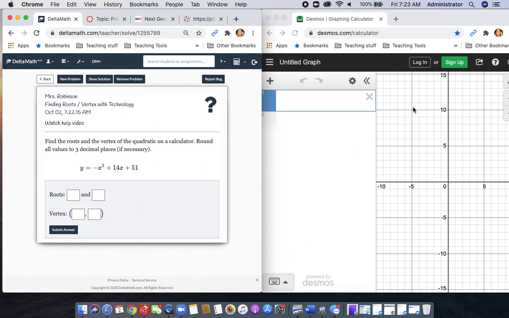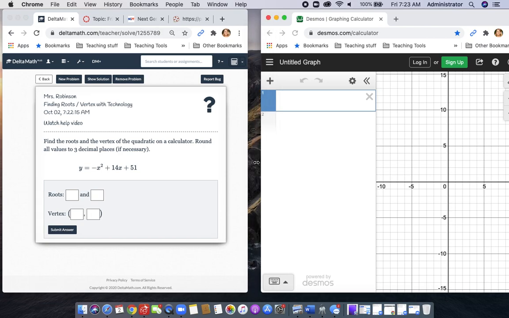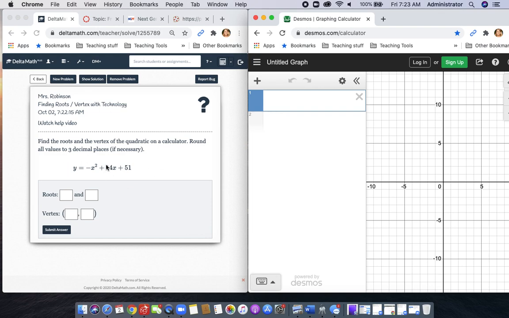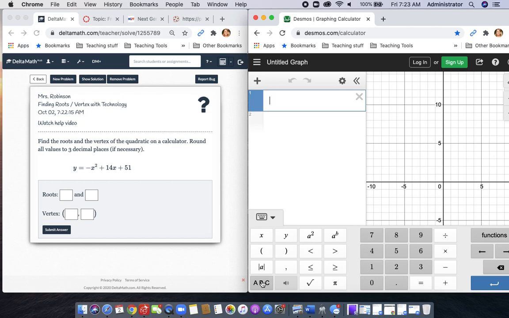So now I can see the equation that I need to type in. So I am going to, in Desmos, type in this equation. You can use your keyboard, or you can open this up and use the functions here. So you can type in y equals negative x, and this a squared button will square whatever you're trying to square, plus 14x plus 51.